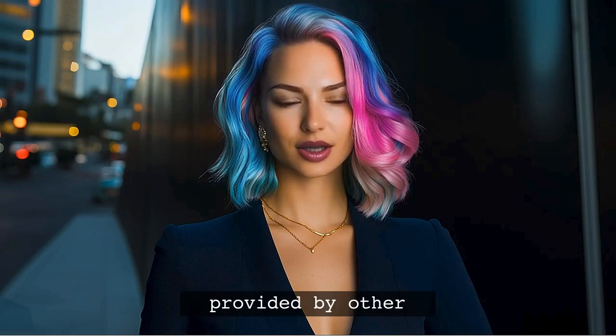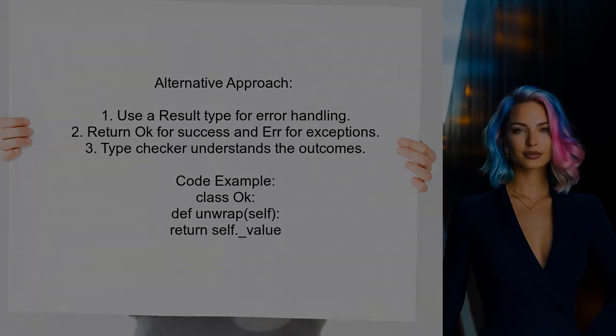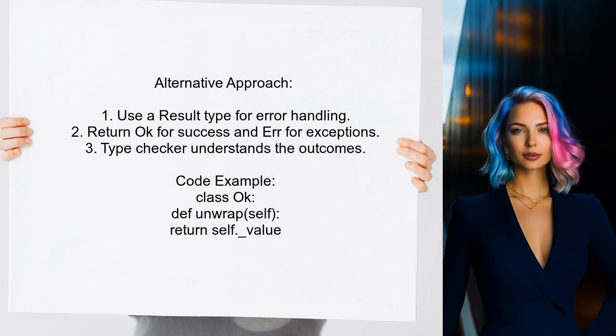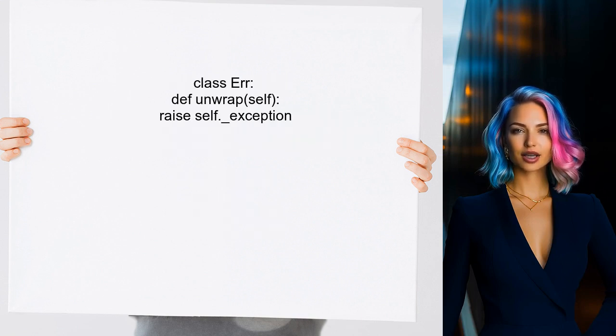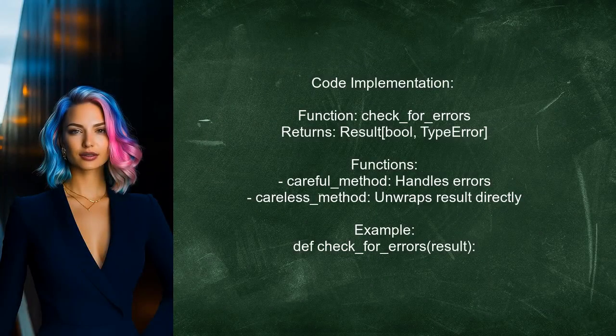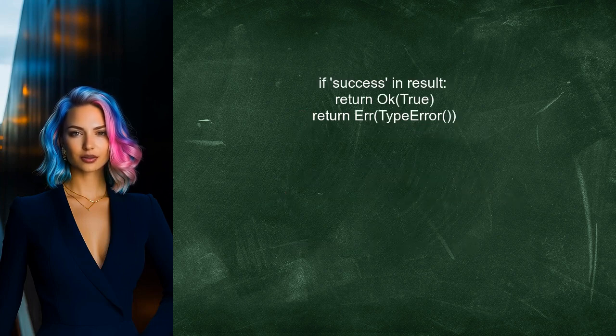Now, let's look at the answers provided by other users. This user suggests incorporating exception handling into type hinting by returning an error instead of raising it. This approach allows the type checker to understand what exceptions the caller needs to handle. They propose creating a result type similar to Rust's error handling, which can either be OK or error. This way, the function signature reflects both successful and error outcomes. In the provided code, the check for errors function returns a result type, allowing the caller to handle errors appropriately. The careful method checks the result type, while the careless method directly unwraps the result, raising an exception if there is one.